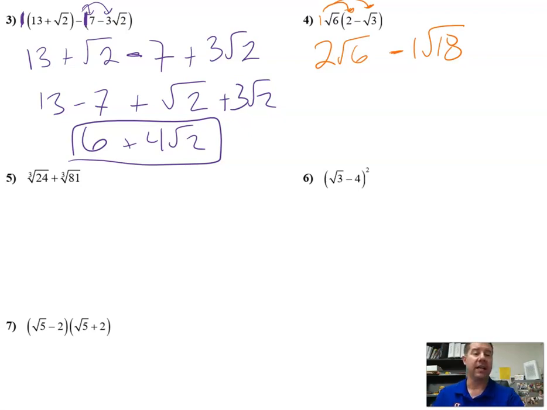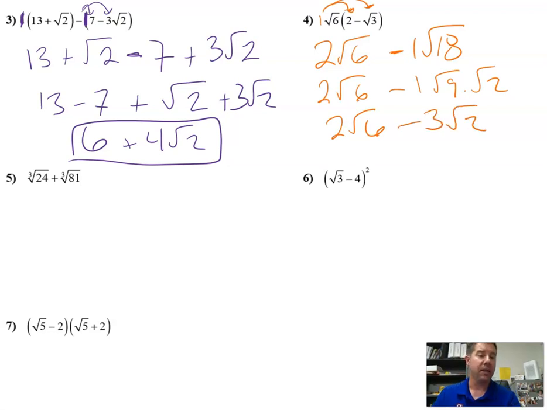The square root of 18. And you could grab your calculator, but the more you do this, you're going to see the same numbers over and over again. And in this case, you might not even have to. Square root of 18 is the square root of 9 times the square root of 2. Again, the perfect square always goes in front. So now I get 2 root 6. 1 times the square root of 9 is 3, so minus 3 root 2.